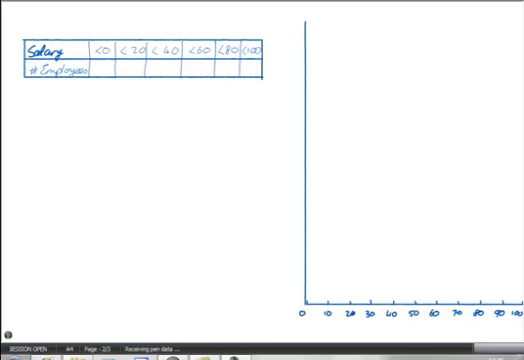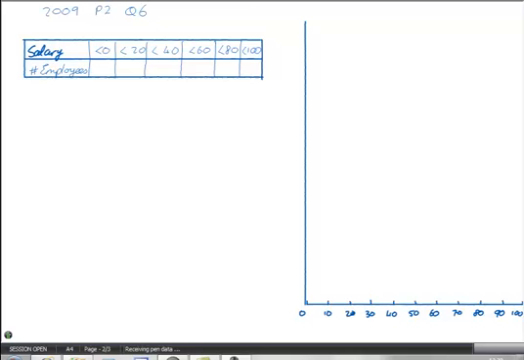Alright, so this is 2009, paper 2, and it's question 6. I'm going to start with part C and go back to A and B. Part C of the question begins, it says, construct a cumulative frequency table.